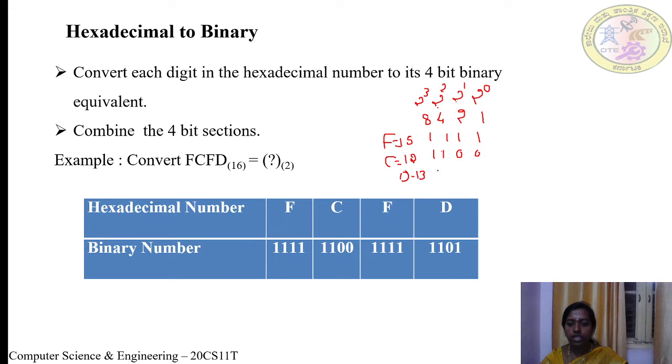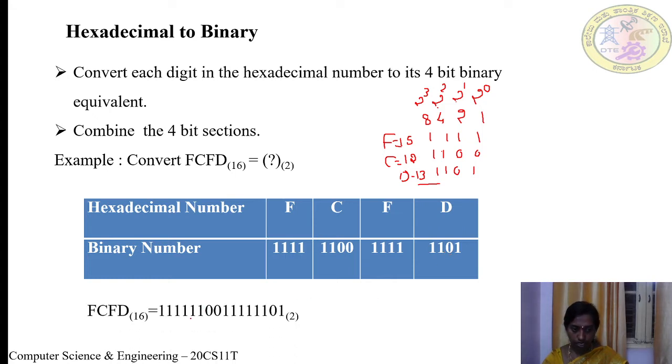So it can be written as 8 is made as 1, 4 position is made as 1, 2 position is made as 0 and 1 position is made as 1. So 8 plus 4 is 12, 12 plus 1 is 13. Hence, the binary equivalent of the hexadecimal number F can be written as 1111, C can be written as 1100, F can be written as 1111, D can be written as 1101.